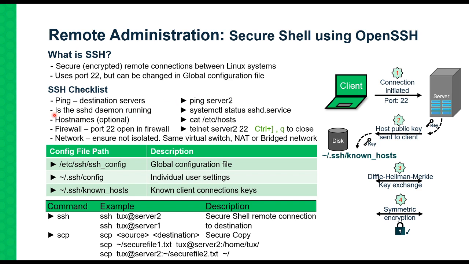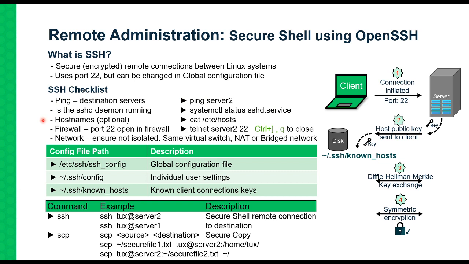Then we also need to ensure that the SSH daemon is running on our destination server. So we need to firstly go to the destination server and see if the sshd service is running by using systemctl status sshd.service to ensure that this daemon is operational on its server to accept incoming connections.